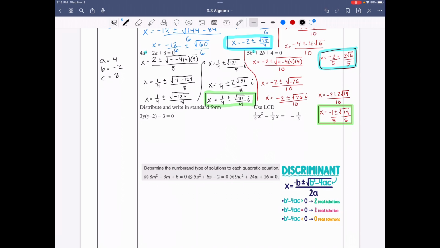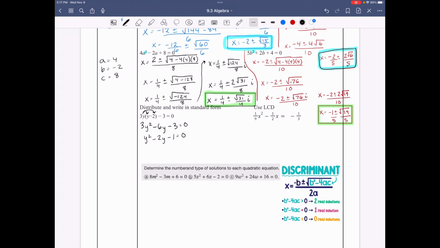In this next one, we have to distribute and then write it into standard form because it is a quadratic, but it doesn't look like it right now. So we get 3y squared minus 6y, when we distribute, minus 3 equals 0. And now it's in standard form, and we can use the quadratic equation. But first, I might want to divide everything by 3. That would make it a lot easier. So we just get y squared minus 2y minus 1 equals 0.